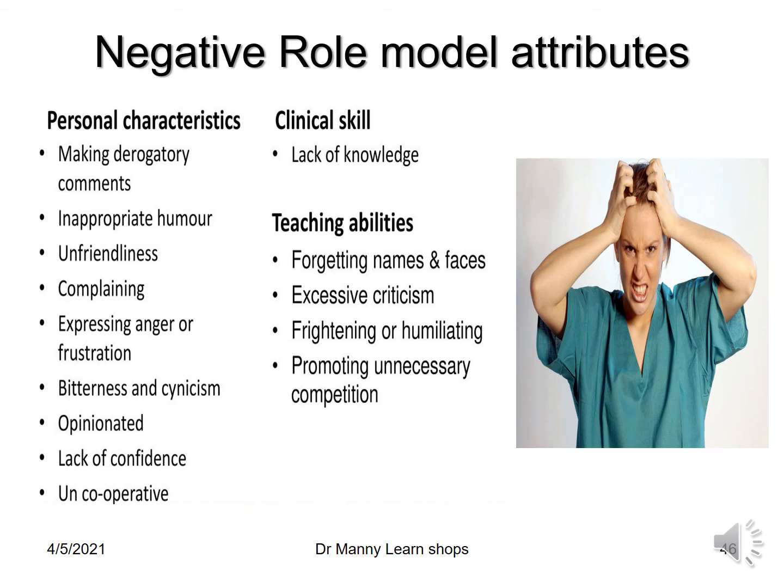What are some of the negative role model attributes? Well, you make derogatory comments. You've got inappropriate humour. You're unfriendly. You complain all the time. You're angry and frustrated. You're a cynic and bitter. You're opinionated. You lack confidence. You're very uncooperative. And in your clinical situation, you don't really have the knowledge. In teaching abilities, you forget names and faces, you provide unconstructive criticism, you frighten the person or you humiliate them, you promote unnecessary competition.